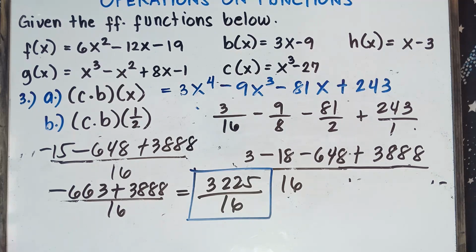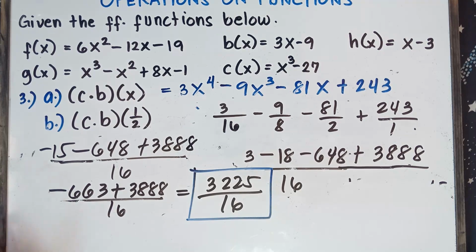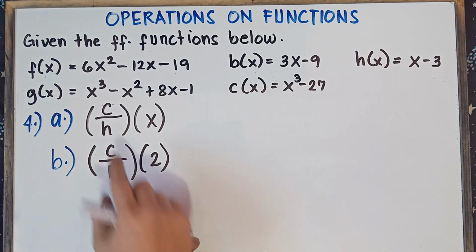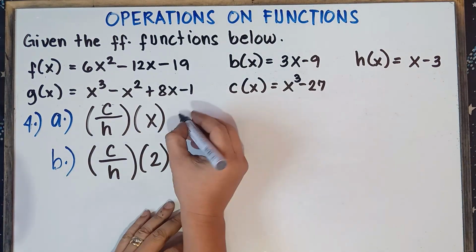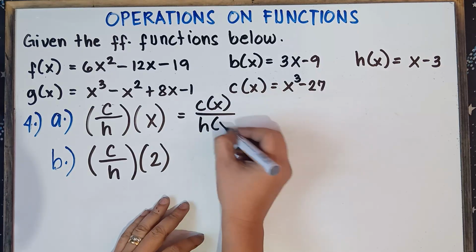Quite complicated, right? For example number 3. Alright, so let's proceed now to example number 4. Our given is c divided by h of x. So we can write this one, c of x divided by h of x.